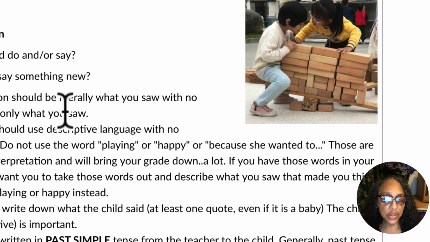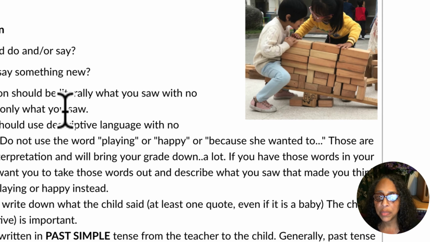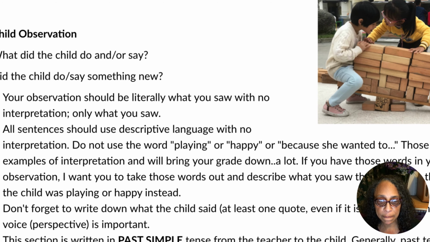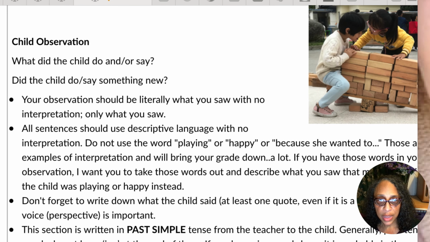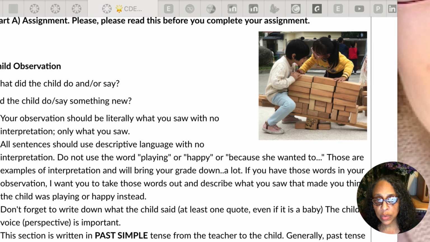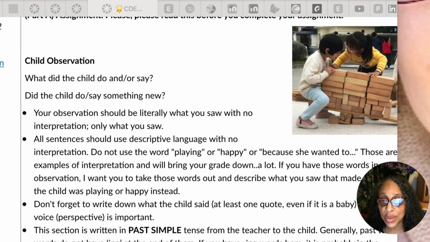So when you write your observation, it's like you're telling a story of what you saw the child do. Okay? And so if we were doing it for this picture, we would say, I saw you pick up the blocks and put one on top of the other. Then you sat down on the wooden plank. You see how I'm talking about something that happened in the past, and I'm using you sentences? That's what your observations should sound like. It should sound like a lot of yous. You did this, and then you said this.